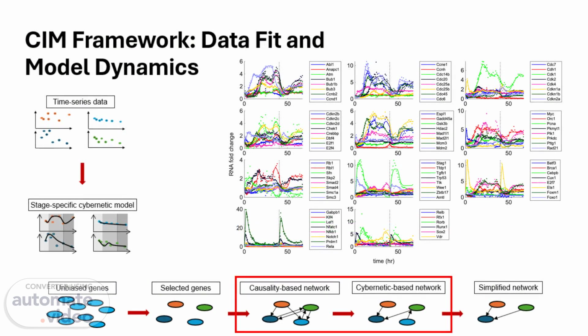This slide visually demonstrates the power of the CIM framework to capture complex biological dynamics. The multiple plots show the time series data, dots, alongside the stage-specific cybernetic model fits, lines. You can see how accurately our model tracks the changes in RNA fold expression for various genes across different time points, reinforcing its predictive capability.